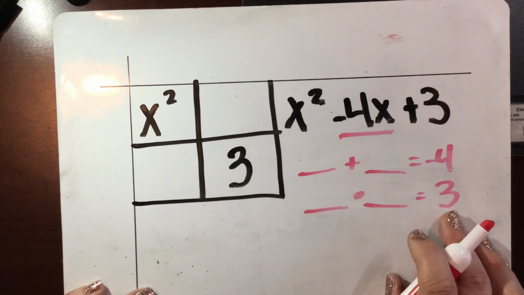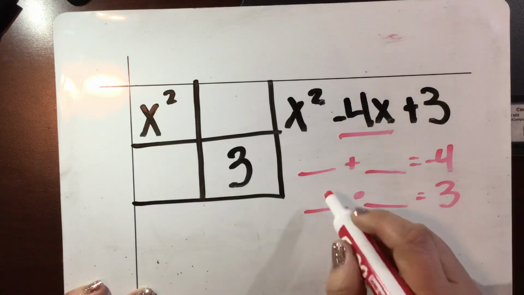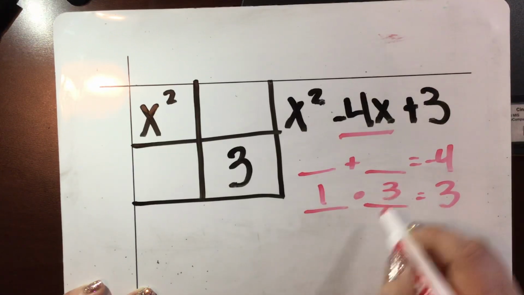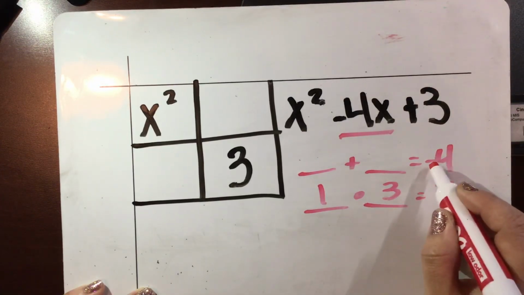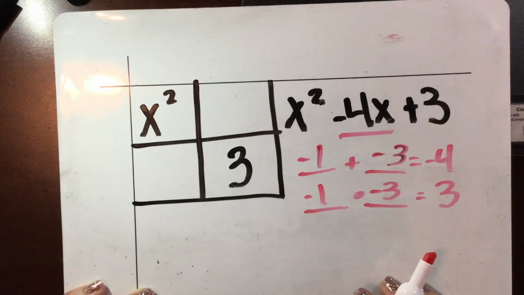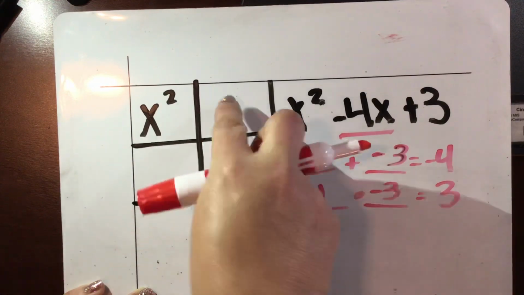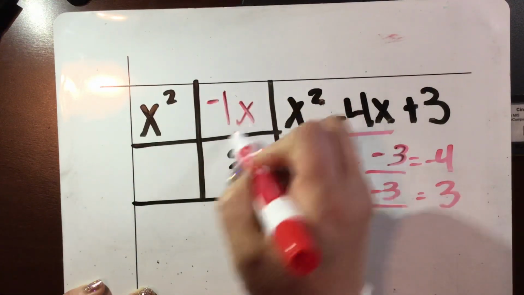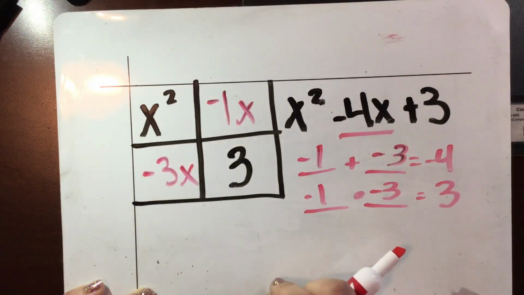There's only a couple of ways for us to get a 3. 1 times 3 and negative 1 times negative 3. Since this is negative, I now know that my values need to be negative. So I'm going to take these numbers and plug them in over here. So I have a negative 1x and a negative 3x.